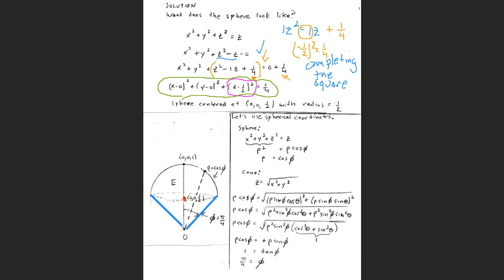The center is going to be 0, 0, and a half, and the radius, well, is going to be the square root of that 1/4 there. And so the radius equals a half. So now we have our sphere. Here it is. And we have to decide what coordinate system to use. And I'm suggesting let's try using spherical coordinates.